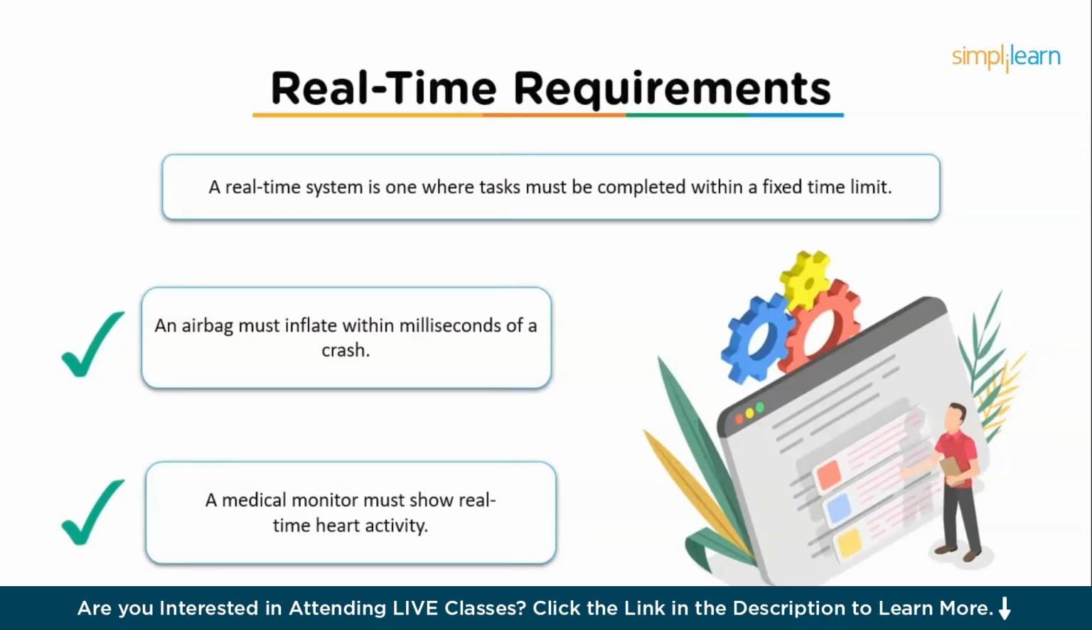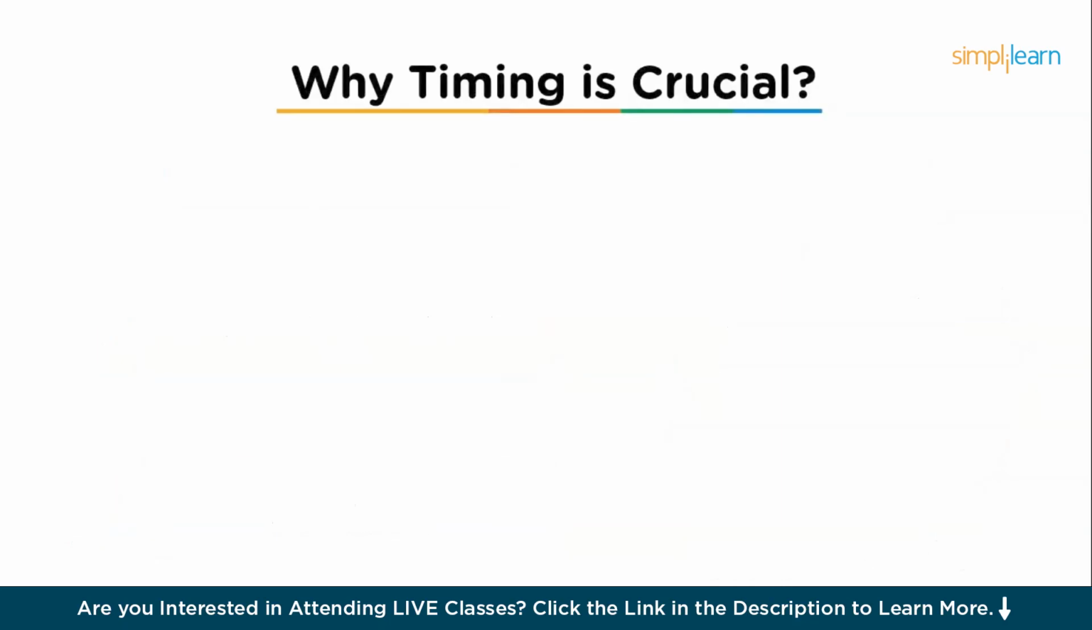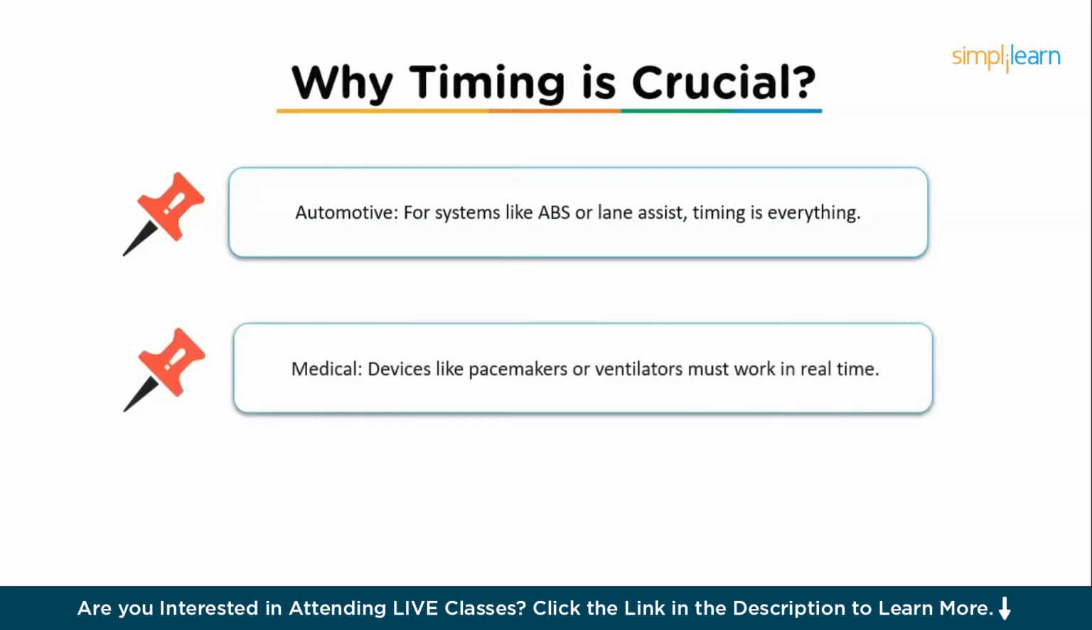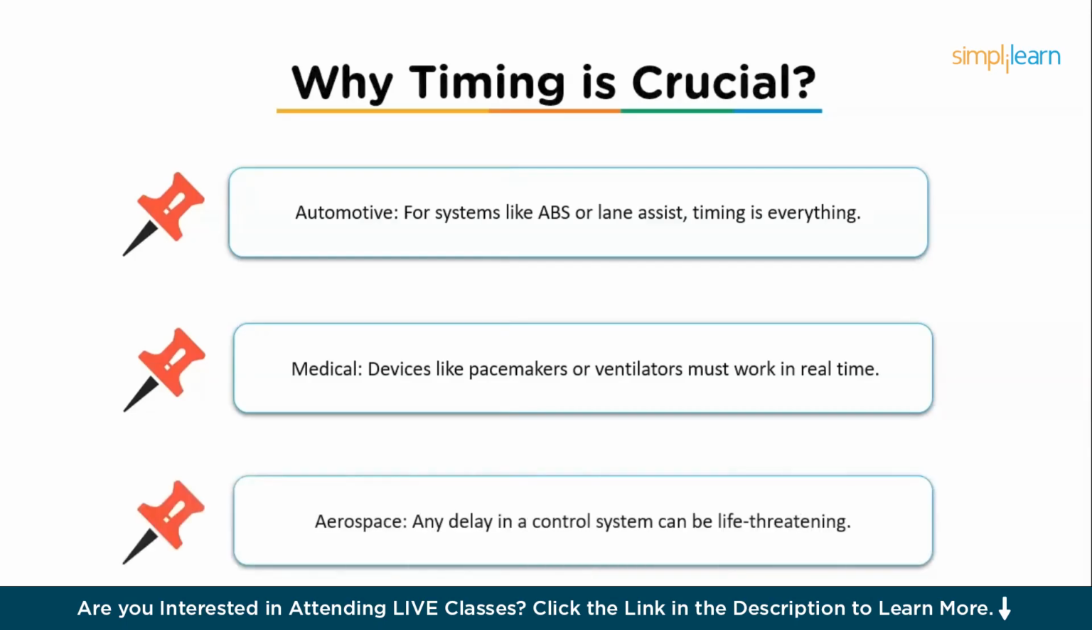Now let's see why timing is crucial. Real-time performance is critical in many industries. The first one is automotive. For systems like ABS or lane assist, timing is everything. Then medical devices like pacemakers or ventilators must work in real time. Then we have aerospace, where any delay in a control system can be life-threatening. In such systems, the challenge is to guarantee the response time, no matter what. This means optimizing not just the code, but also the hardware and operating system.